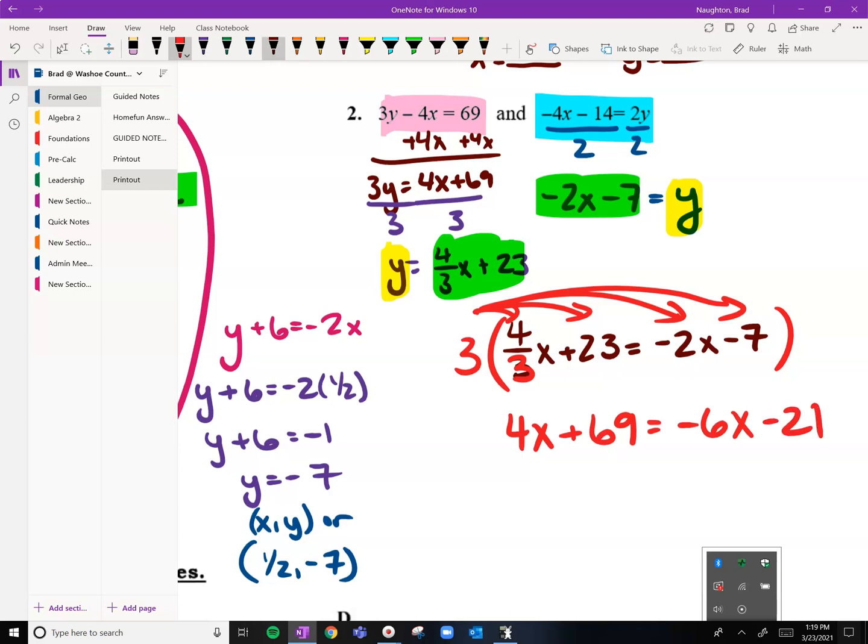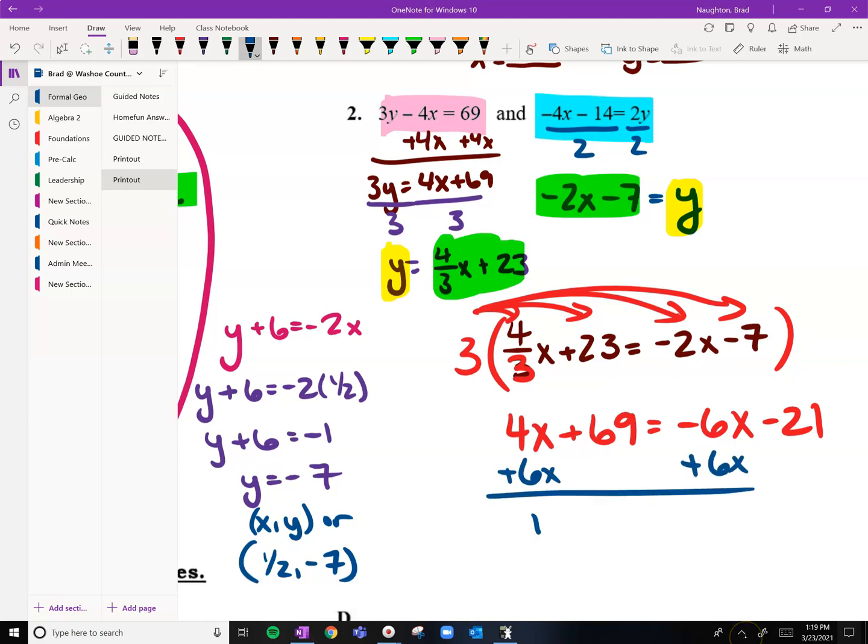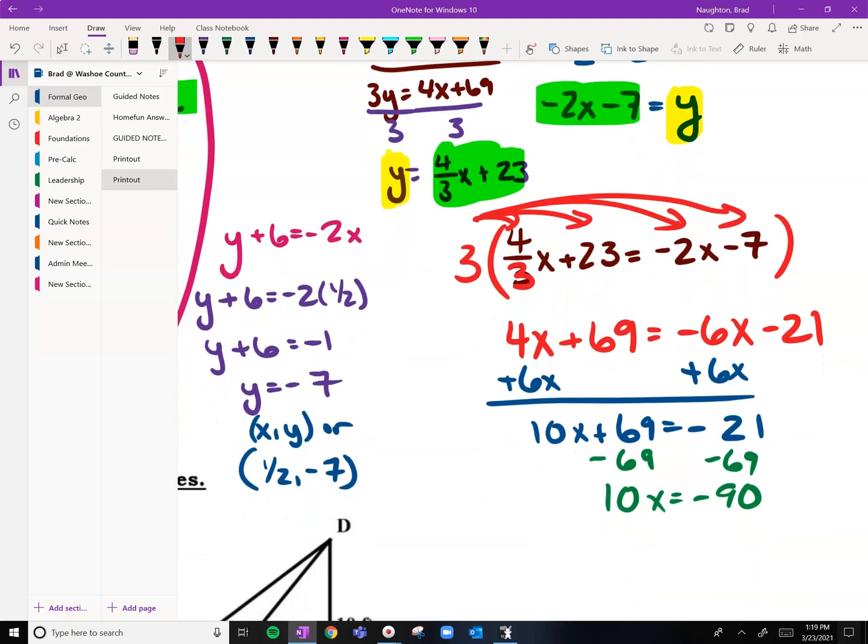All right, so let's go ahead and go to town. So we'll add our 6x to solve. So I'm going to get 10x plus 69 is equal to a negative 21. We're going to subtract 69, and so I get 10x is equal to a negative 90. So x is going to be a negative 9.